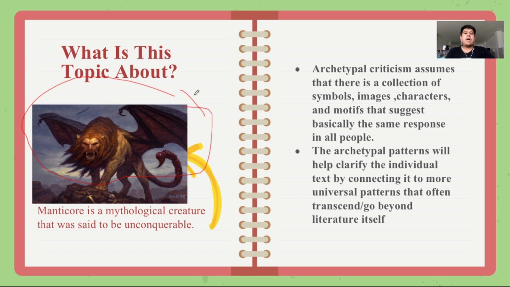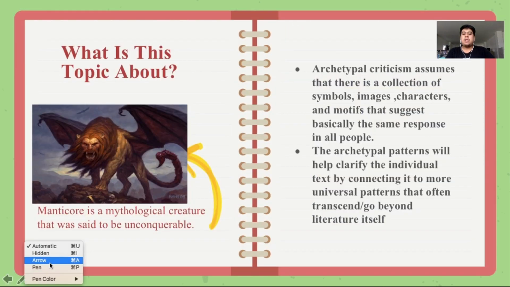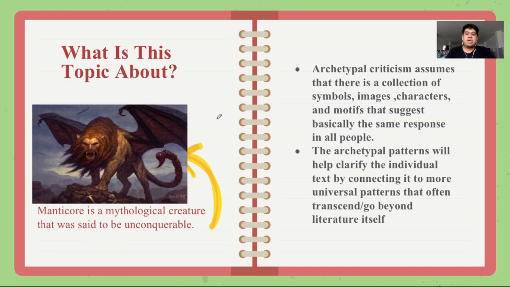in mythological archetypal criticism, we insert here different mythological creatures or something related to myth and legend. So the manticore is a Persian legendary creature similar to the Egyptian sphinx that proliferated in Western European medieval art as well. So archetypal criticism assumes that there is a collection of symbols, images, characters, and motifs that suggest basically the same response in all people.